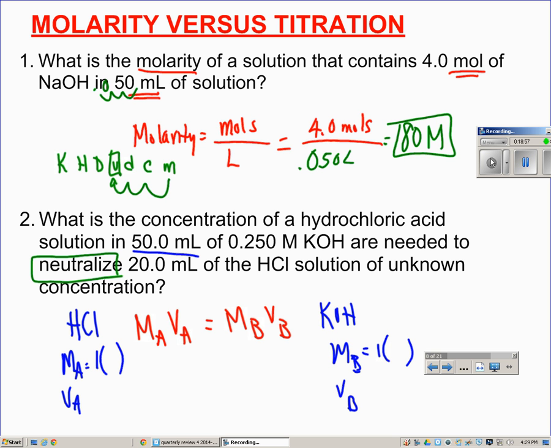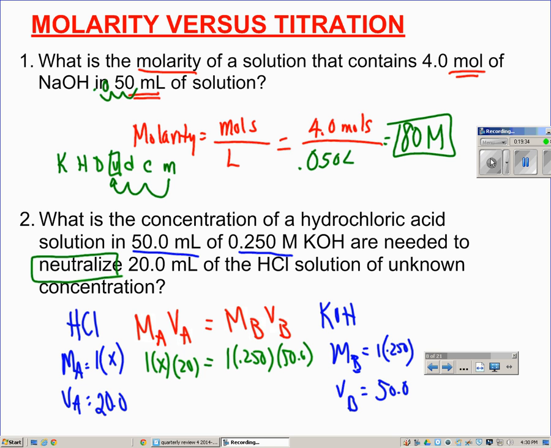I have 50 milliliters of 0.250 molar KOH. So my molarity of KOH is my base. I have 0.250 molar, and I have 50 milliliters. On the other side, I have 20 milliliters, but I don't know what the concentration is. Now I need to solve. I put in 1x times 20 equals 1 times 0.250 times 50. And I'm going to let you solve it the rest of the way.